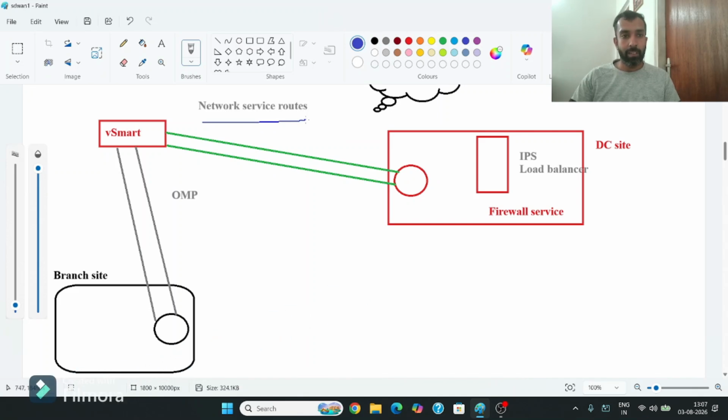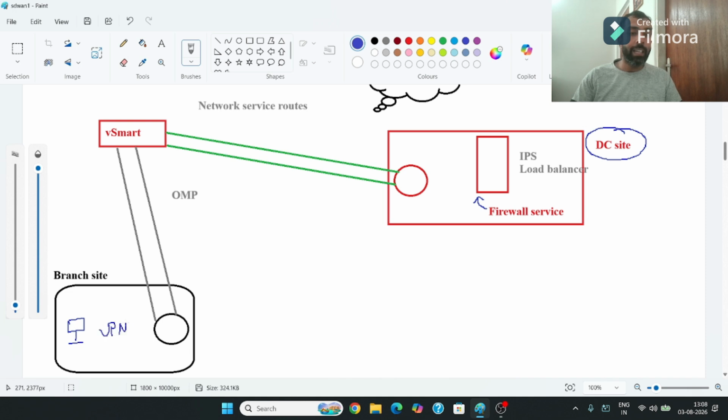Next, the next information which can be exchanged with the help of the OMP protocol is a network service route. Now, this is something interesting. Let's take one example. I have a site. This is a data center site, and in my data center site, we have a service. For example, I have placed a firewall. I want the traffic of a particular VPN to be forwarded through the firewall. For example, my branch site has users. These users are part of VPN number 10, and we want the traffic to be forwarded through the firewall towards the internet.